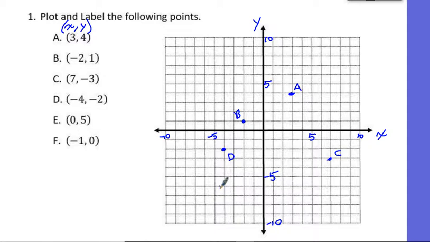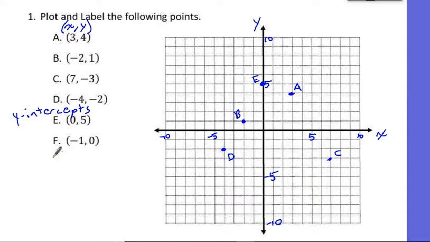Point E is at 0, 5. Now this one's a little tricky. We start at 0, 0. And if the x coordinate is 0, that means that we move left nothing and right nothing. And so this point is going to be along the y-axis. Later you will hear us call points like that y-intercepts. When a line crosses that axis, the point at which that happens is called the y-intercept. And that is at 0, 5 in this case, so this is point E.